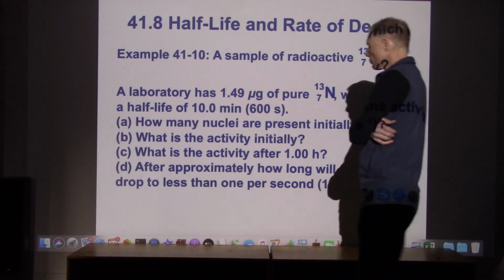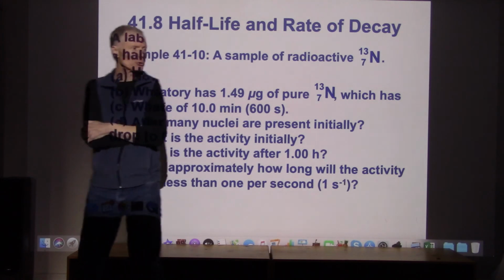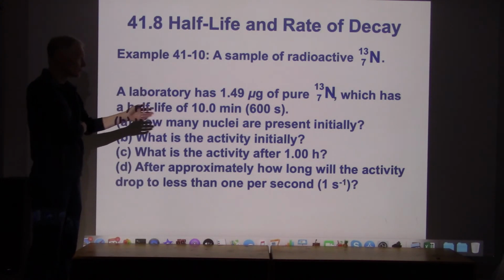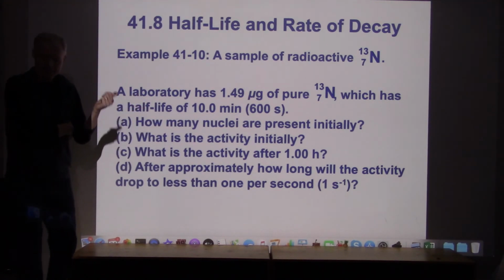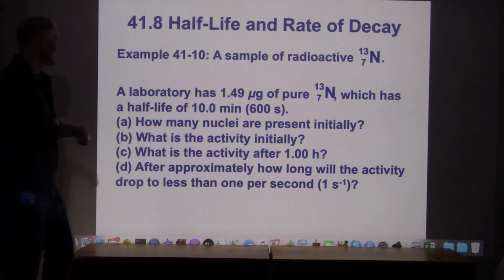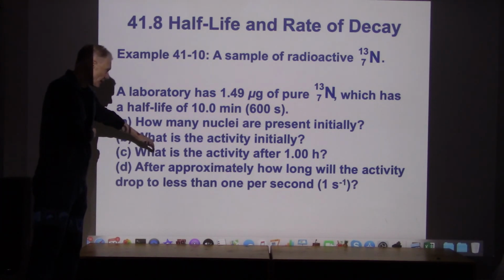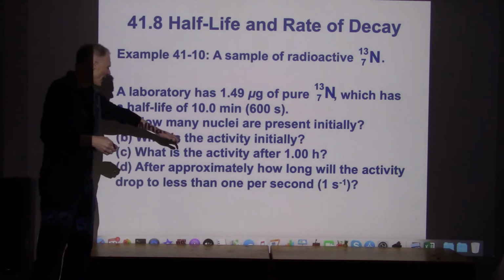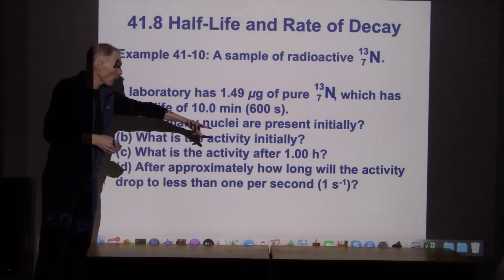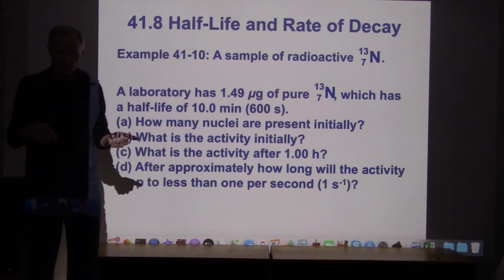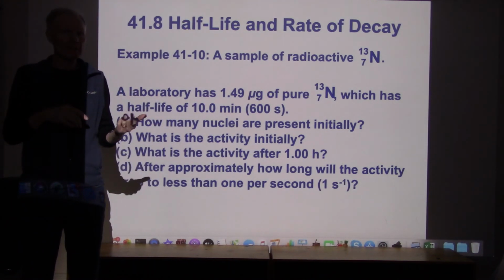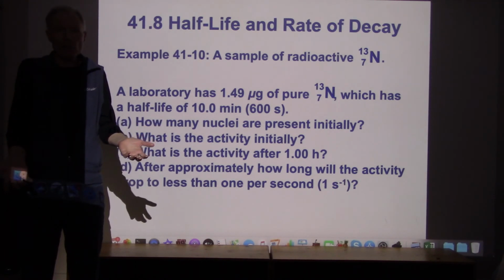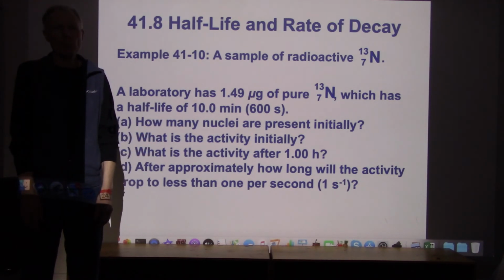So let's take a look at this problem. This has got a lot of nice parts to it. It's asking how many nuclei are present initially, so we get to go in and calculate sample size on this. What is the activity? At what rate is this sample decaying? What would happen to the activity after an hour? Now, when we were looking at carbon-14 in the previous example, that had a half-life of 5,730 years. What happens to the sample size in an hour?